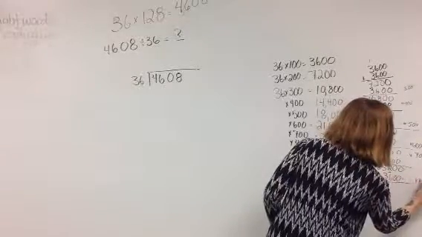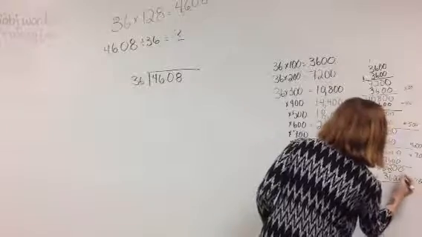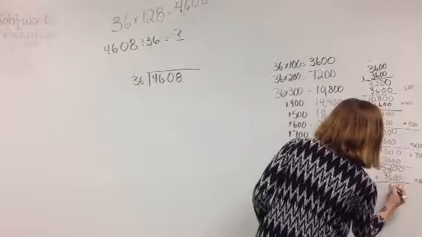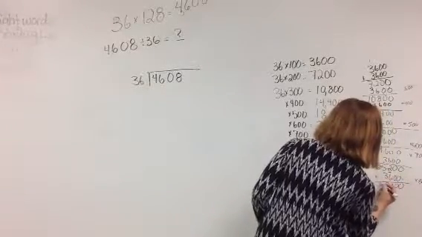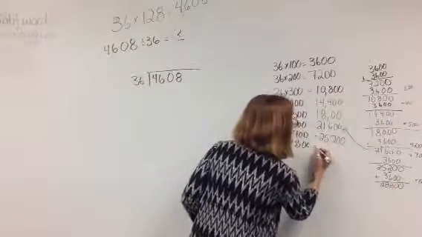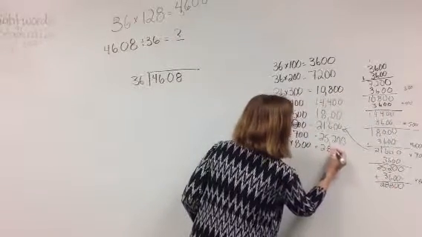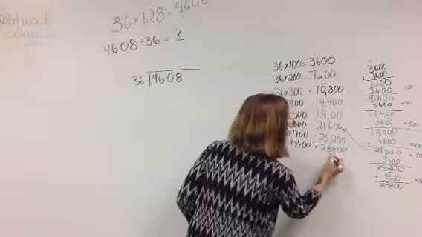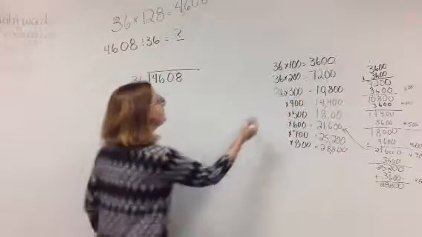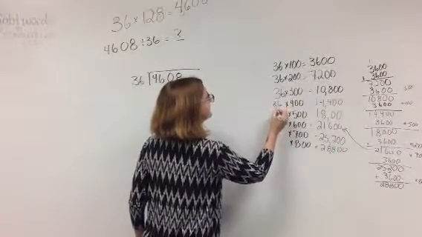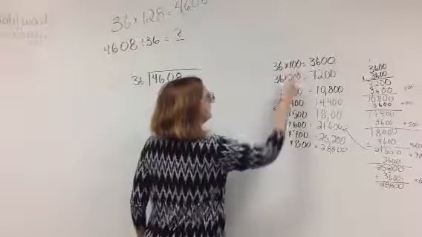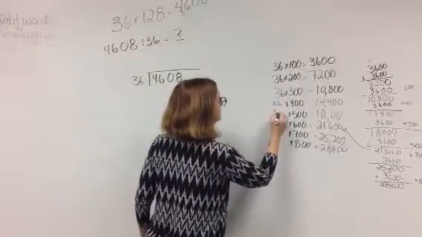And this is the 8s. So 0, 0, 8, 8, 2. So I'm going to put 2, 8, 8, 0, 0. My comma goes there. Okay, so I've multiplied 36 times 100 through 800.